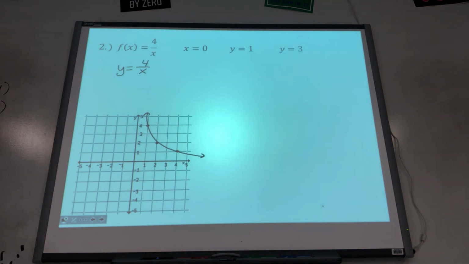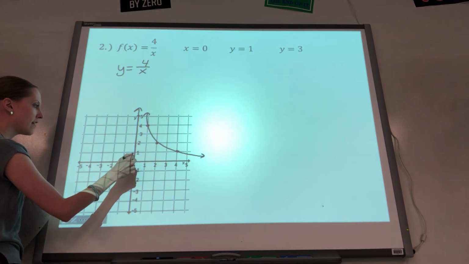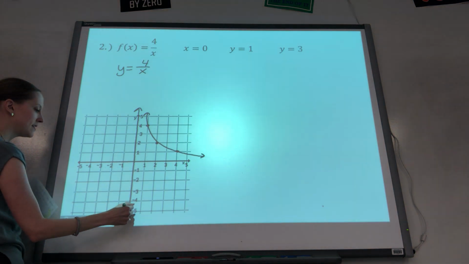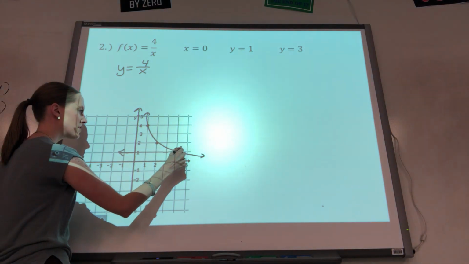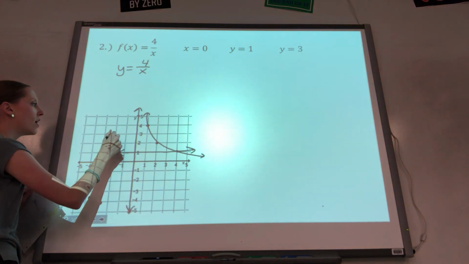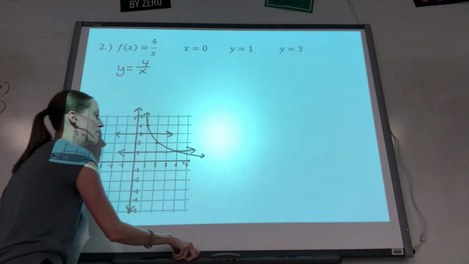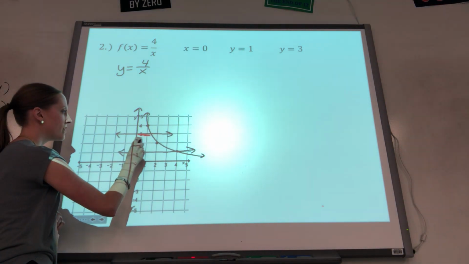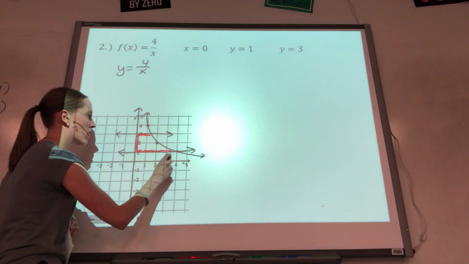Now the other lines: you've got x equals 0, which is a vertical line at 0. Y equals 1 is the horizontal line at 1. And y equals 3. I already bounded this in on the other screen, but I'll go ahead and do it again right here.